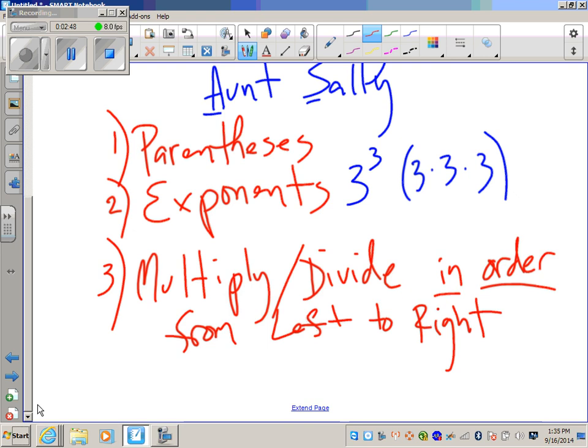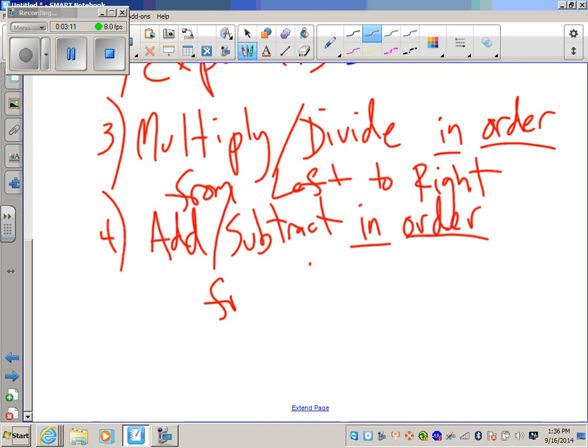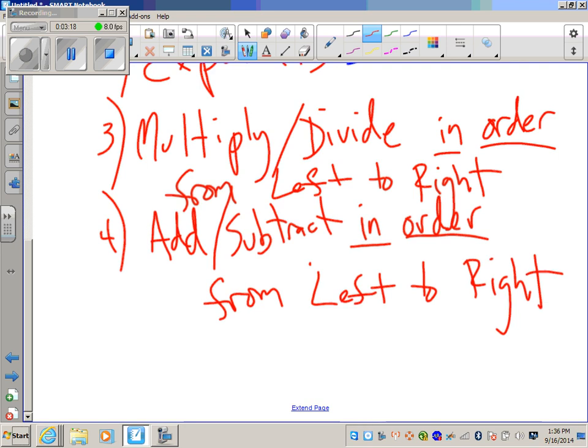And then the A and S in Aunt Sally follows the same pattern as step 3. You don't always add before you subtract, but you will add and subtract in order from left to right.